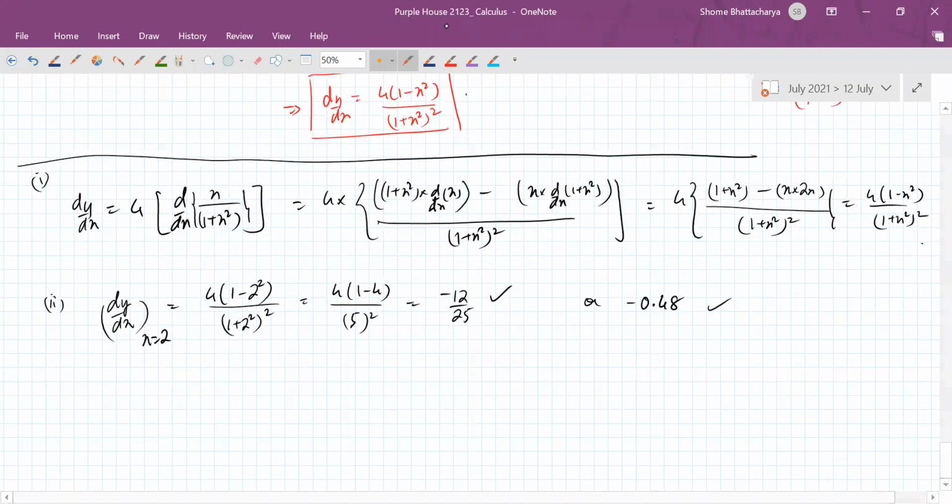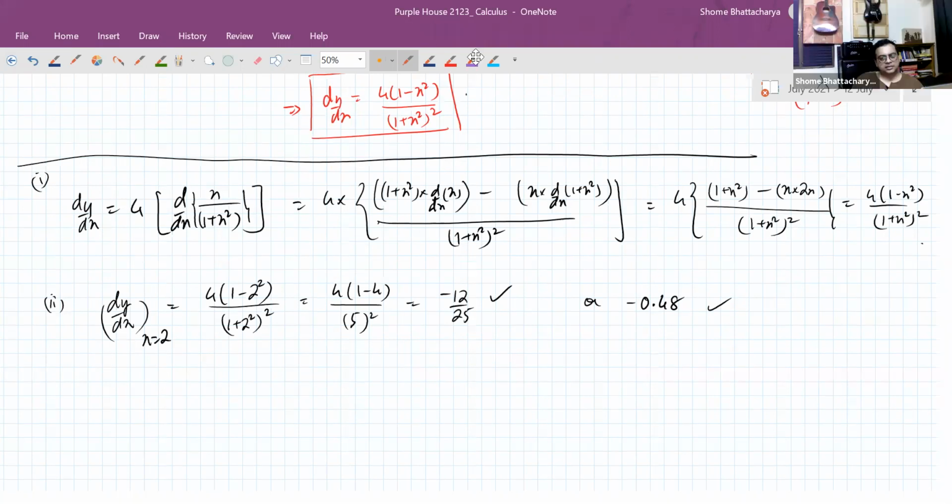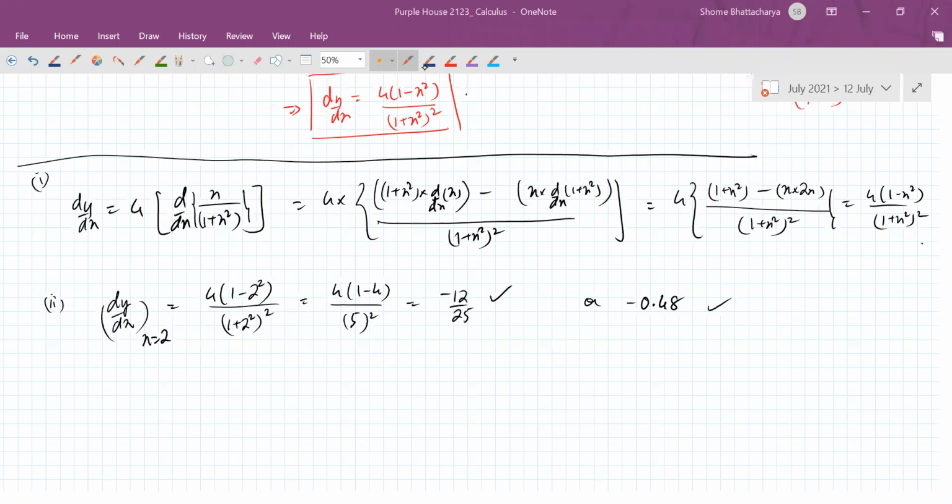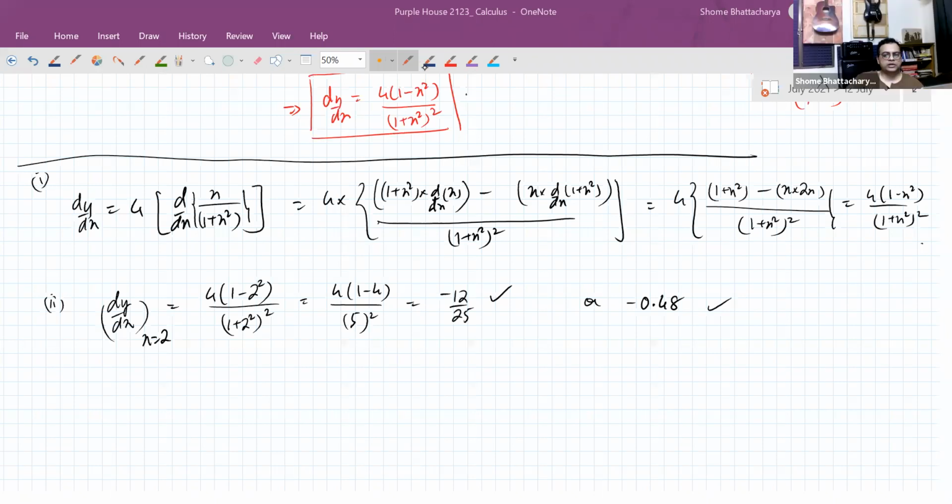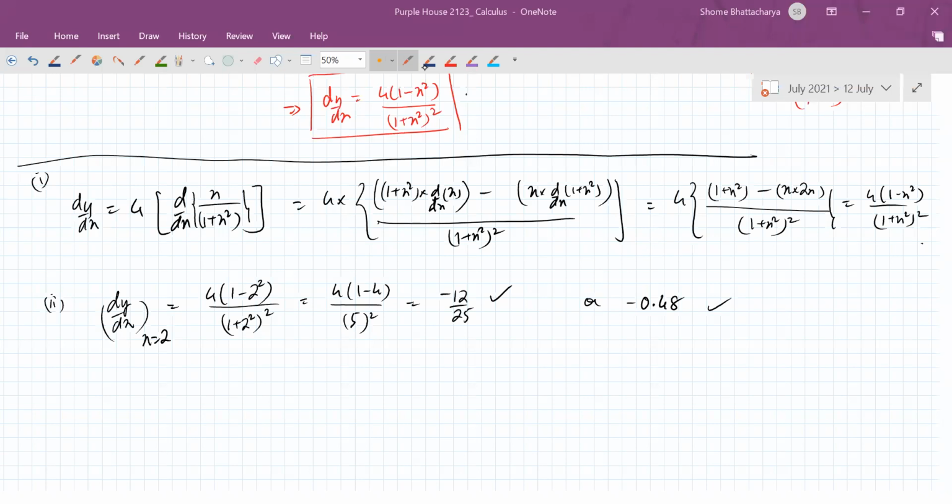I just wanted to confirm the differentiation of x will be 1, right? Yes, that's correct. You just use that formula of differentiation of x to the power n. Put the value of n as 1. So we get 1, right? Yes, yes, sir.